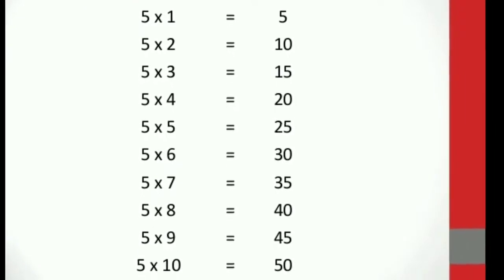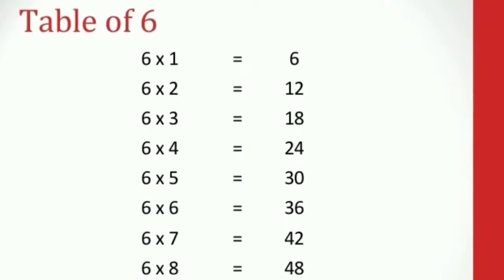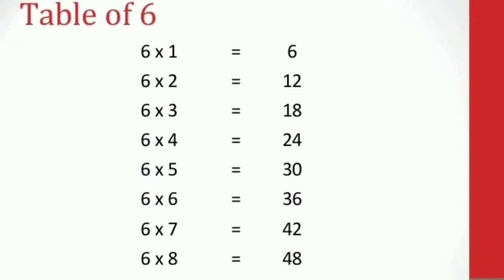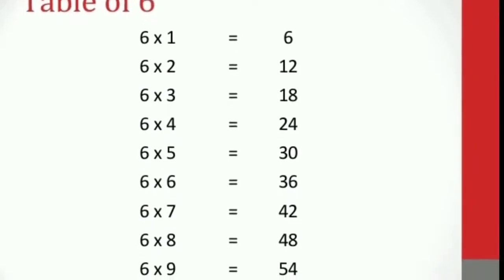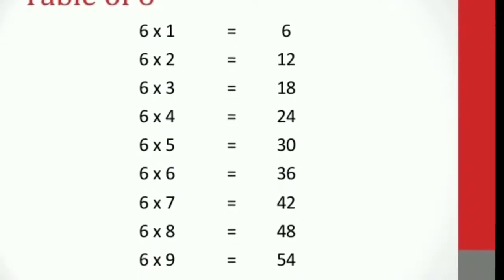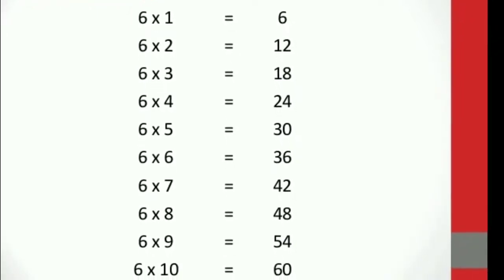Table of 6. 6 ones are 6, 6 twos are 12, 6 threes are 18, 6 fours are 24, 6 fives are 30, 6 sixes are 36, 6 sevens are 42, 6 eights are 48, 6 nines are 54, 6 tens are 60.